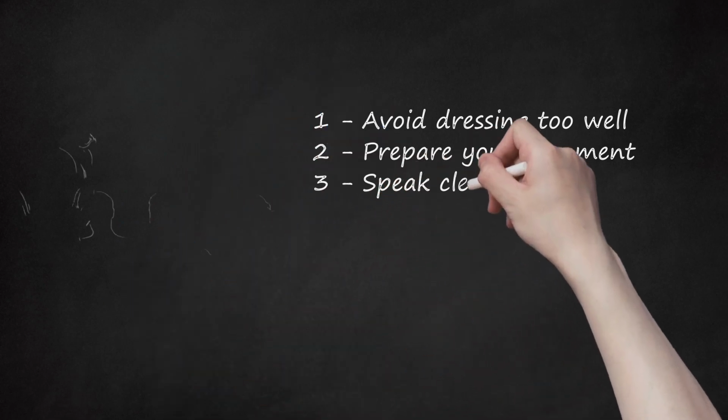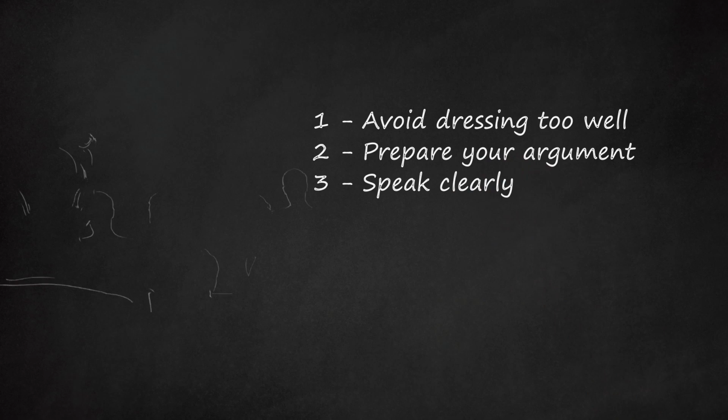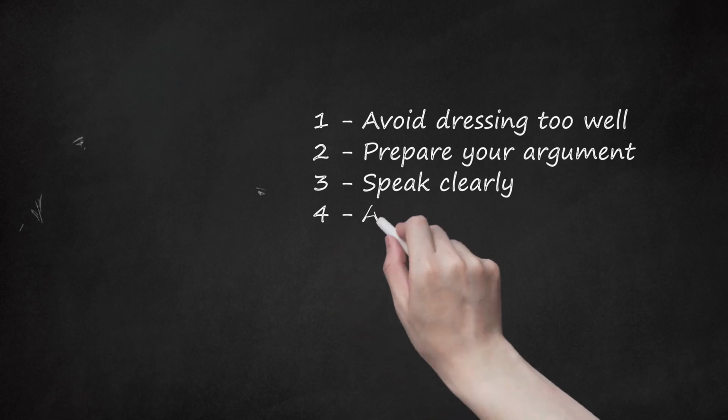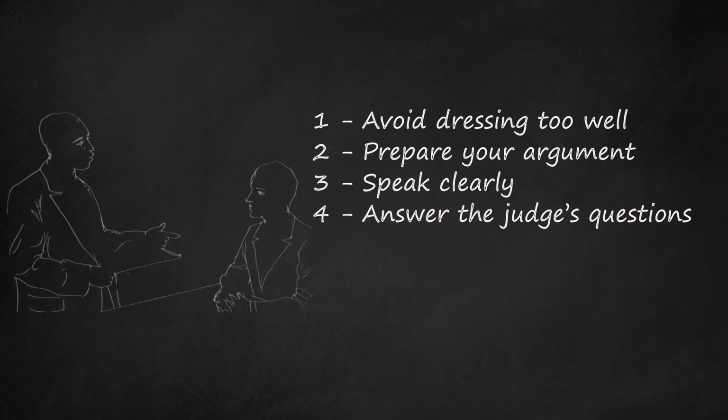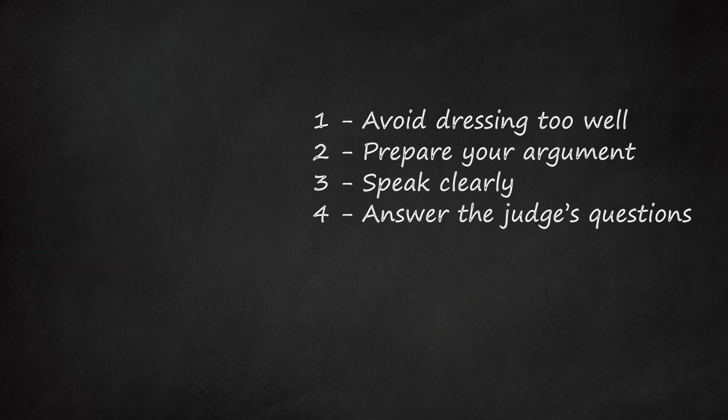3. Speak clearly. On your hearing date, the clerk will call your name and you and the other parent will move to the front of the courtroom. Be sure to speak clearly and slowly so that the judge can hear you. 4. Answer the judge's questions. The judge might ask you questions. You shouldn't interrupt the judge but let them speak. When answering, remember to get to the point and try to answer the judge's question directly. Always remember to call the judge your honor.